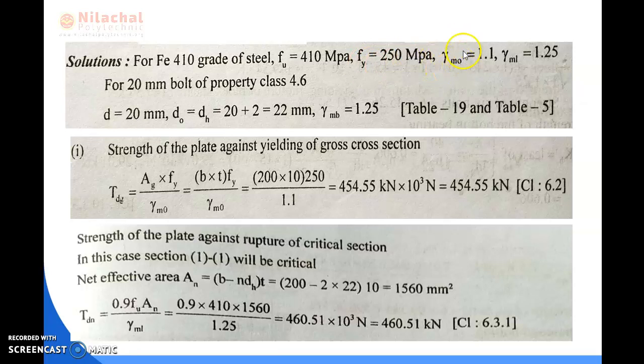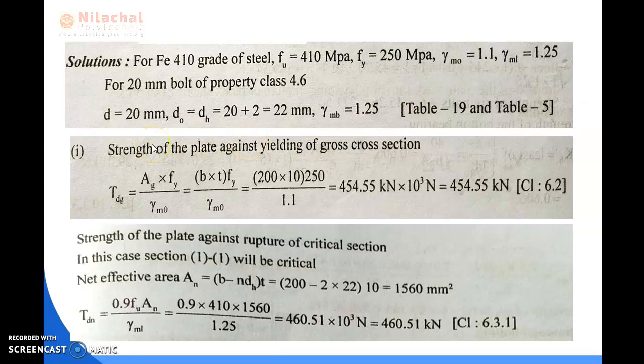Then gamma m0, which is the partial safety factor for the plate, is given as 1.1. Then gamma m1, which is the partial safety factor for the bolt, is given as 1.25. Then for the 20 mm dia of the bolt, the diameter of the hole is given as 22 mm. And again another partial safety factor for the bolt is given as 1.25. All the partial safety factors are from Table 5 in IS 800:2007.